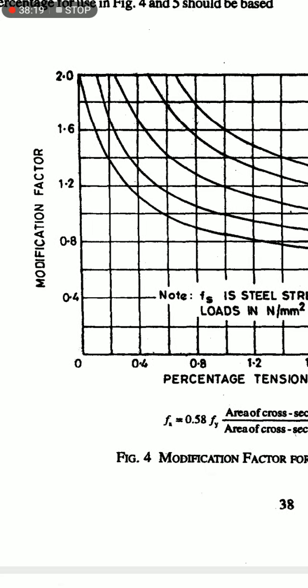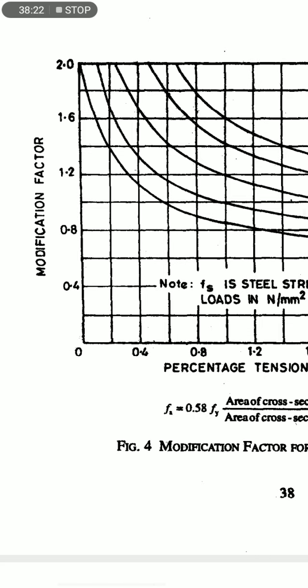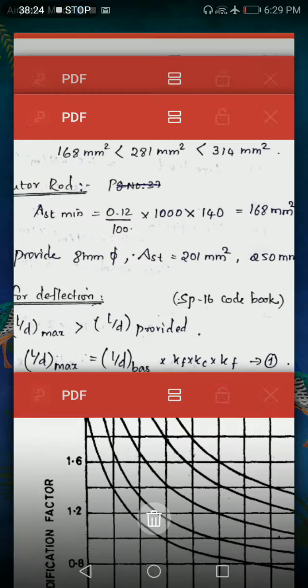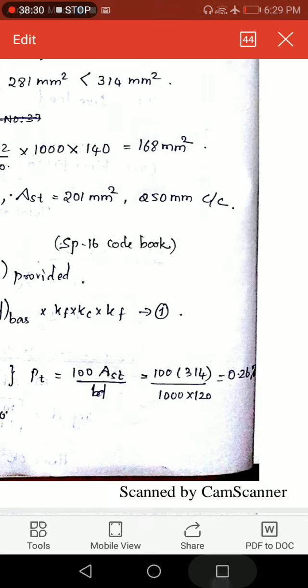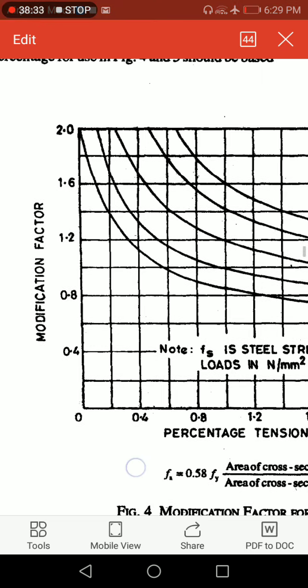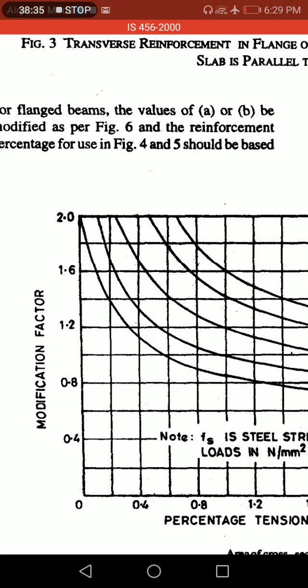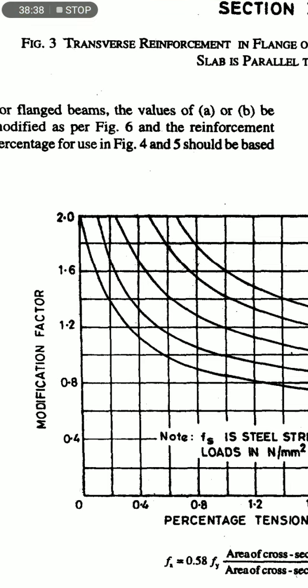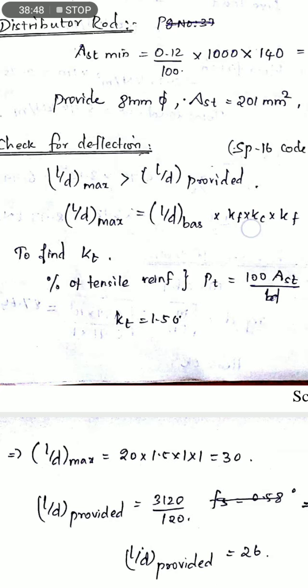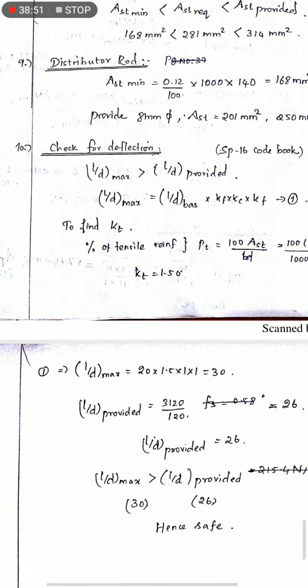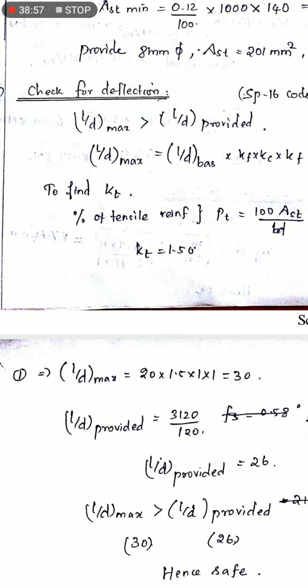Then calculate the percentage of reinforcement. For finding the PT value, the formula is 100 AST by BD. So the PT value is 0.26 something. The FS value and the 0.26 value coincide, and take the corresponding KT value, which is 1.5, and apply the KT value in equation number 1. Therefore we get L by D max equal to 30.